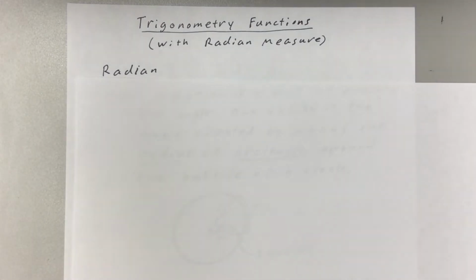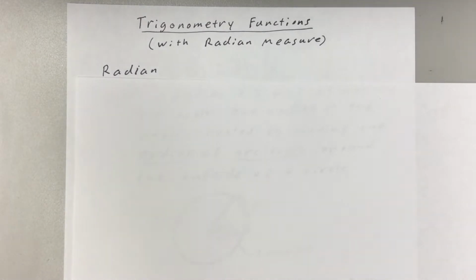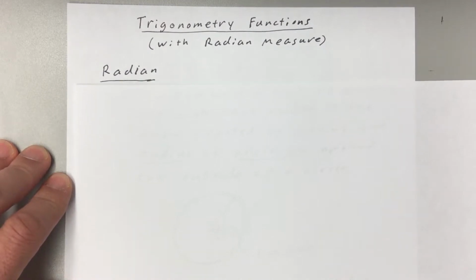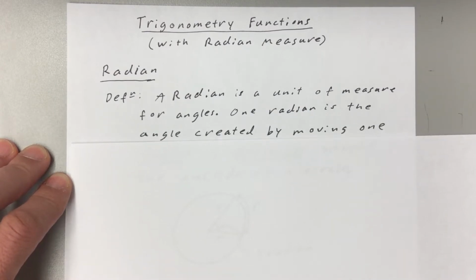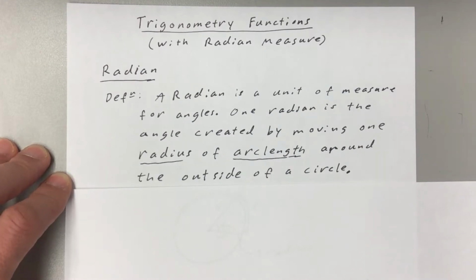Okay, we're going to look at trigonometric functions using radian measure instead of degrees. So first we have to figure out what a radian is. The definition is basically that a radian is a unit of measure for angles. 1 radian is the angle created by moving 1 radius of arc length around the outside of a circle.